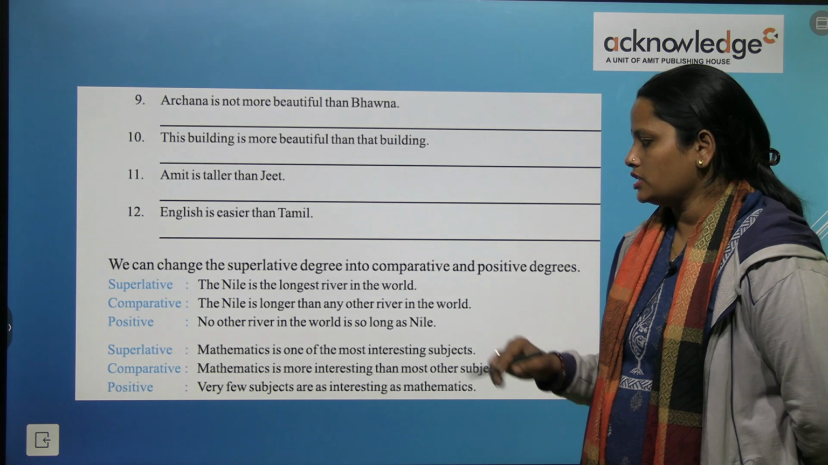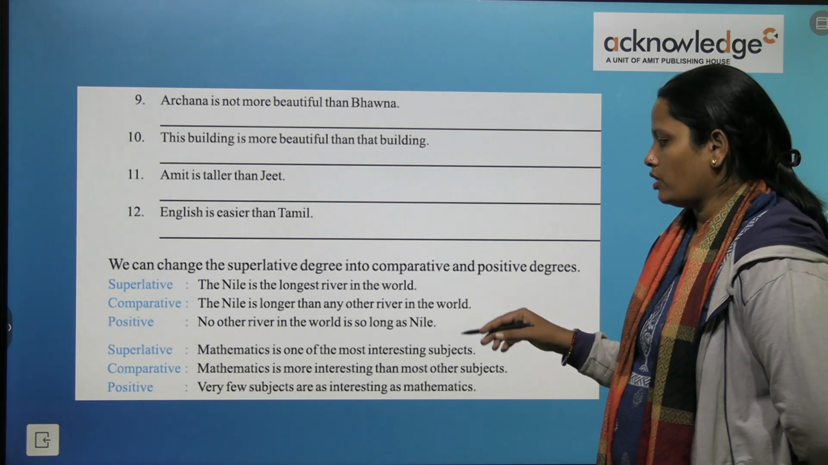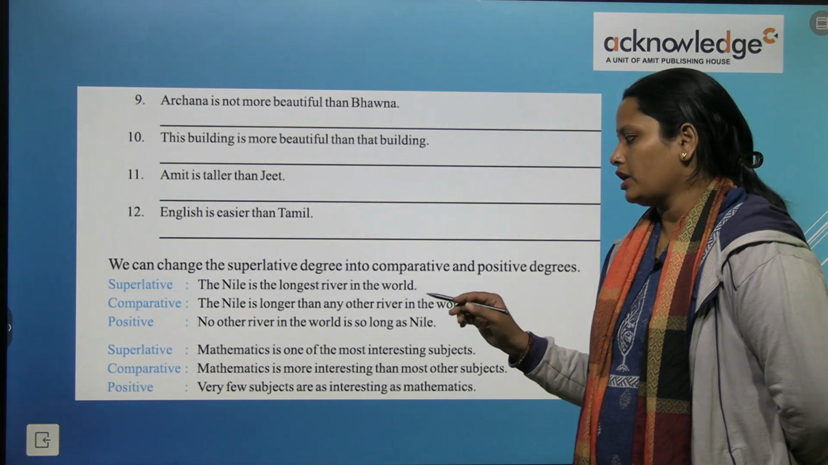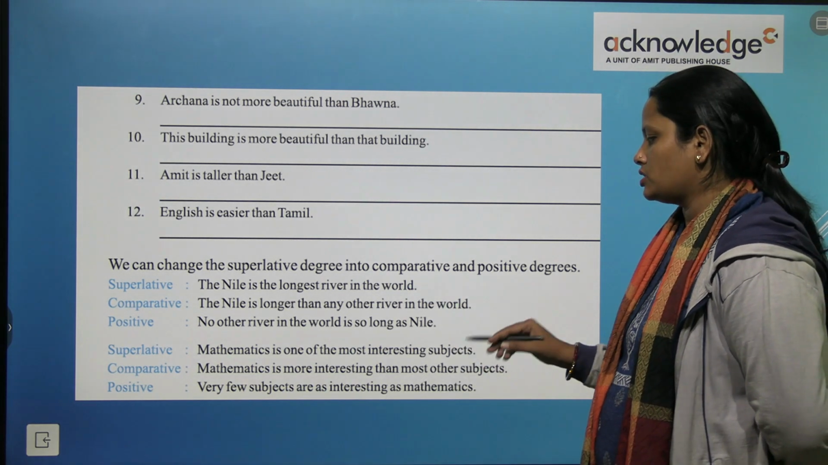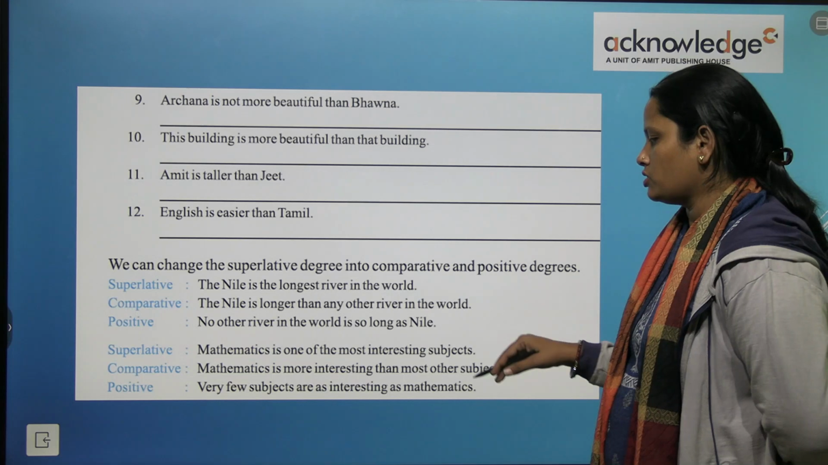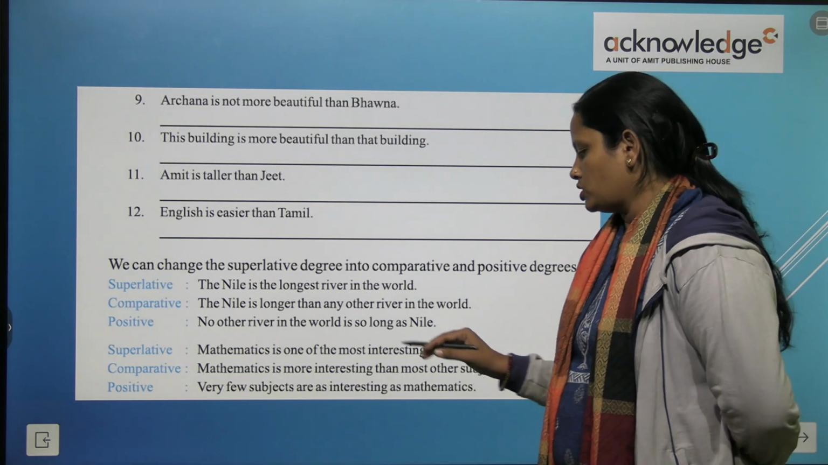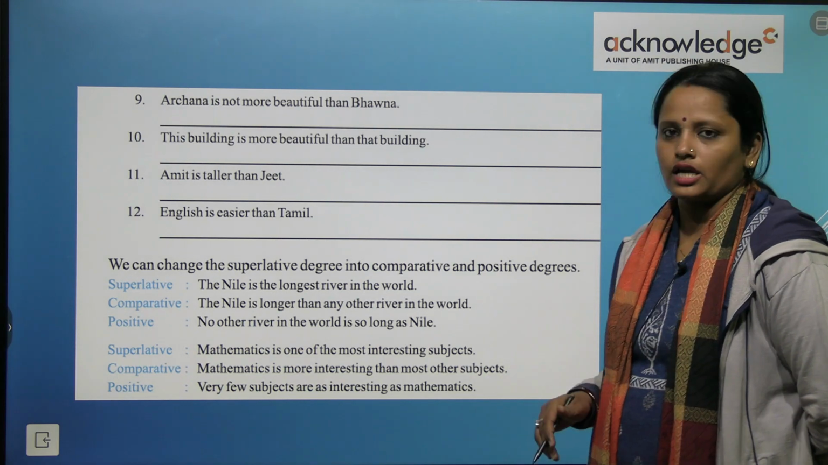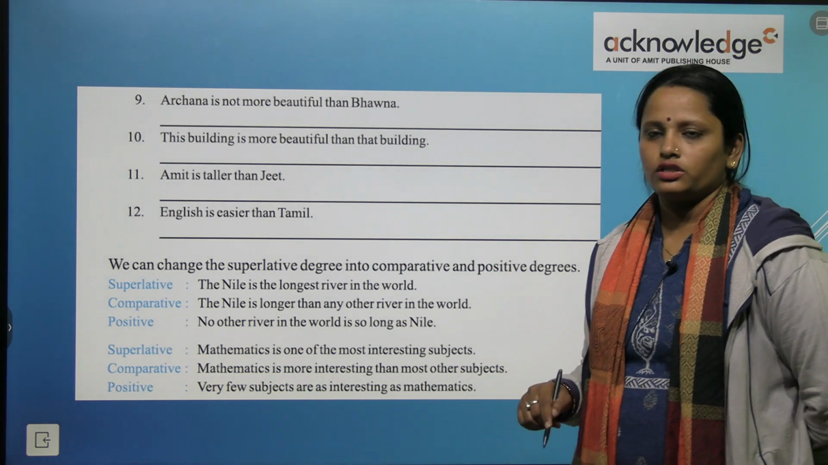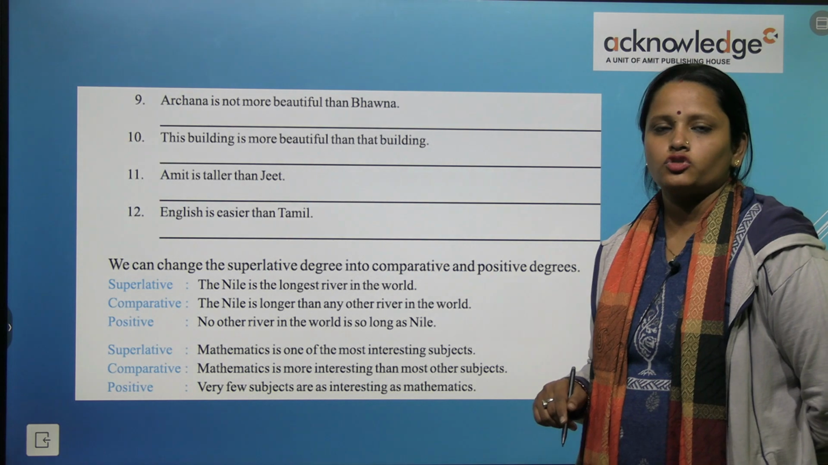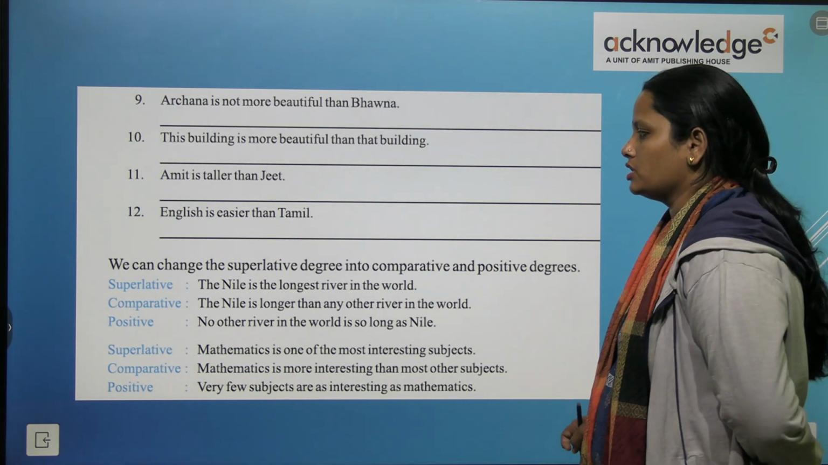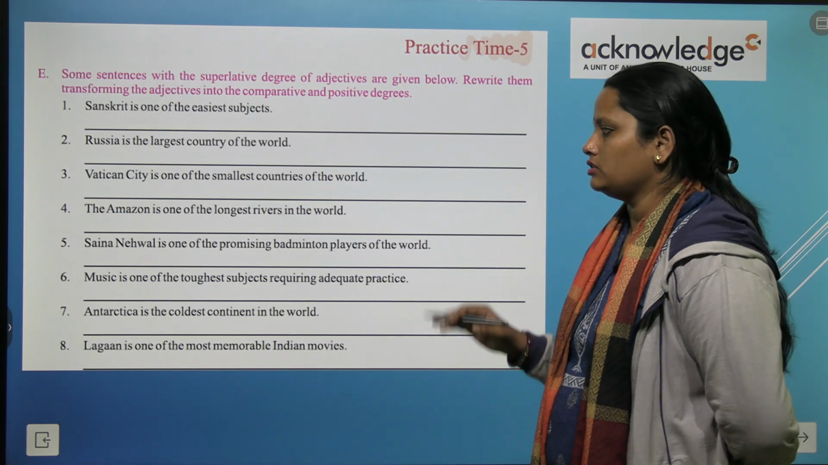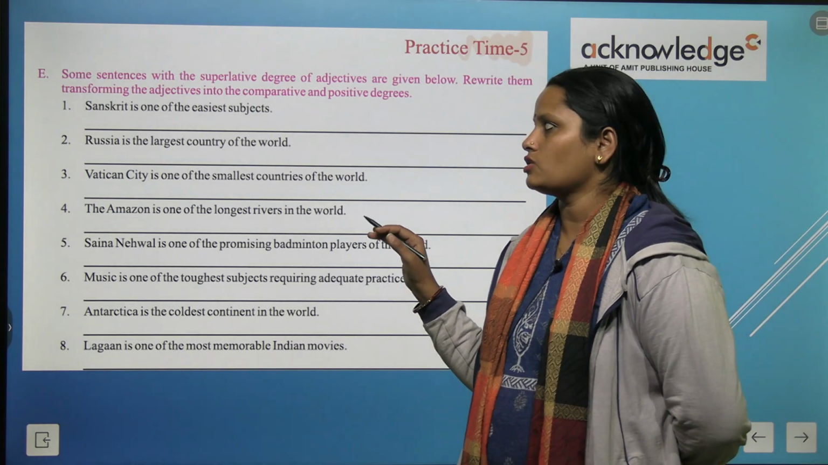Again, the next question is: Mathematics is the most interesting subject. अब comparative में क्या हो गया? Mathematics is more interesting than most other subjects, and very few subjects are as interesting as mathematics. So we have converted all these sentences from superlative to comparative and positive degrees. So like the examples that we have done, we have to complete these exercises also.